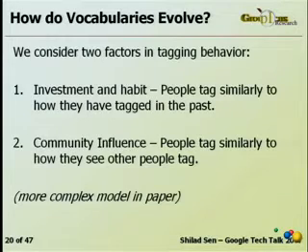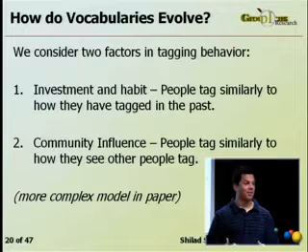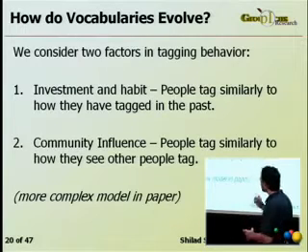All right, so what makes people tag the way they do? Well, there's a lot of things you can imagine. There's properties of the object being tagged. You know, if a car is fast, people might tag it with the word fast. But as a system designer, we can't really control the properties of the objects being tagged. Maybe we can control a couple other factors, though.